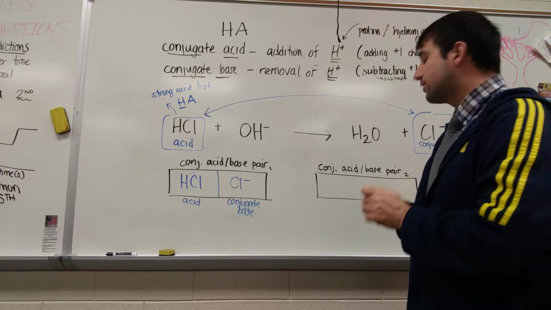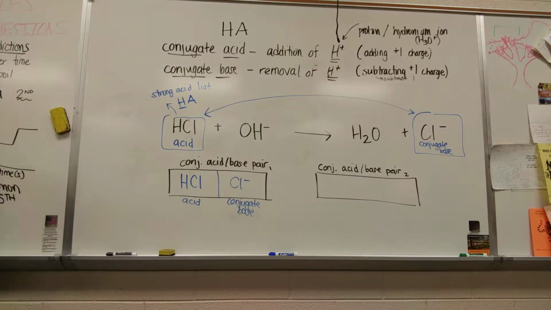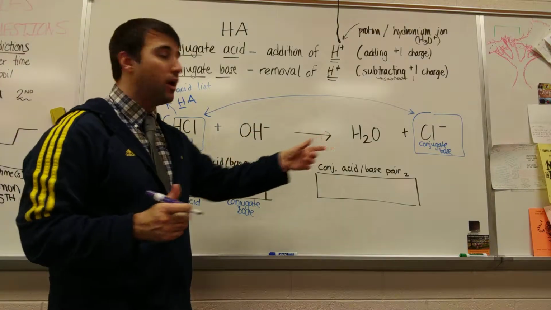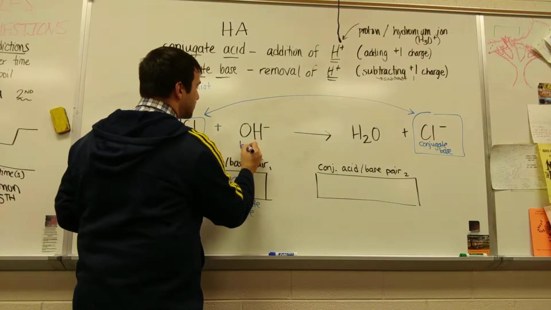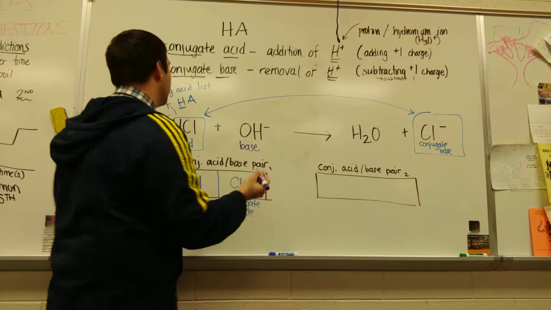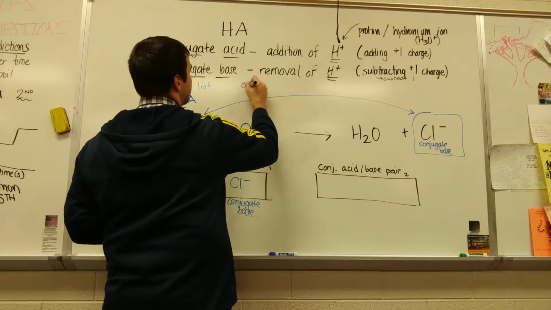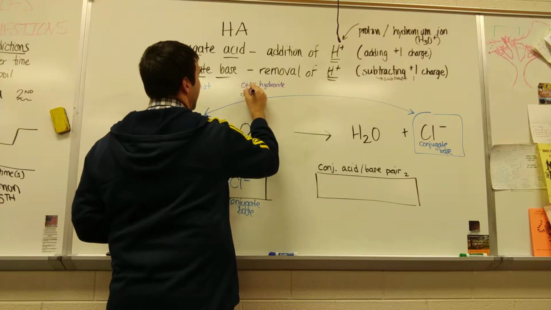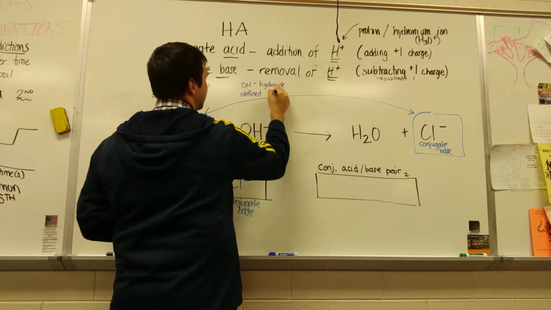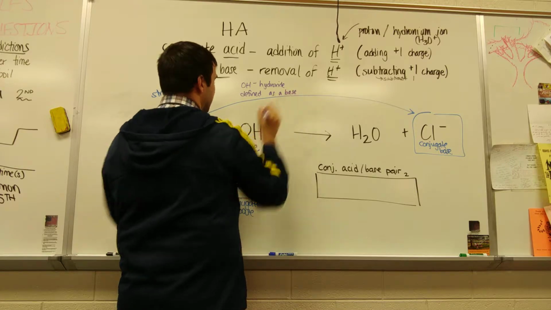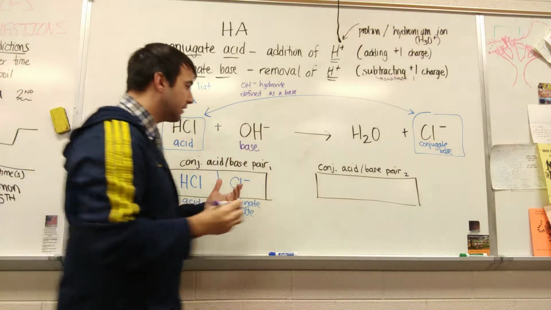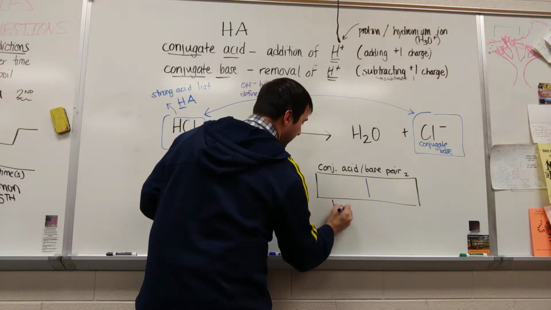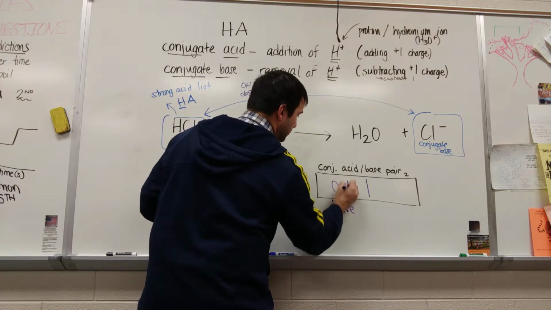So let's do a different one in a different color. The only other two left are OH minus and H2O. I know that OH minus is a base. How do I know that? OH minus is hydroxide, which is by definition a base. So I have OH minus, that's my base, right? So I'll start writing my acid-base pair here. I'm going to put base, which is OH minus.